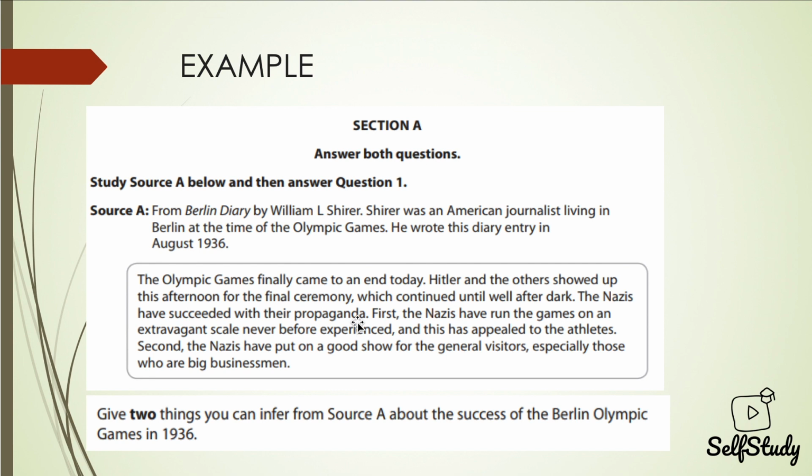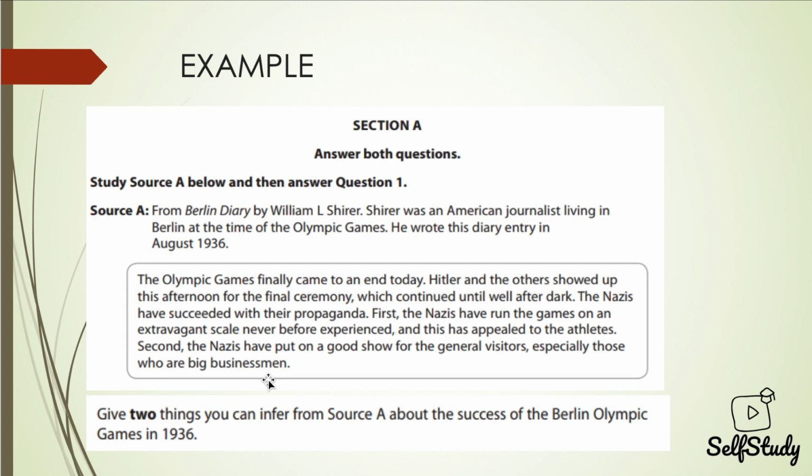So let's look at another sentence here. Second, the Nazis have put on a good show for the general visitors, especially those who are big businessmen. Now, what does this suggest? So they've got the attention of big businessmen, which suggests that the Berlin Olympics was a success because they gained the support of businessmen, which meant that they had more funding for their party.